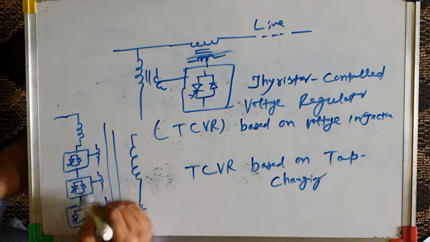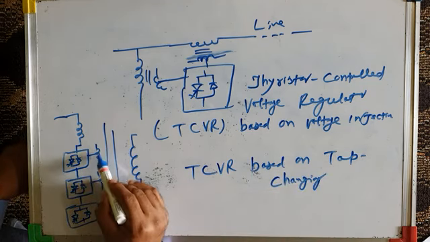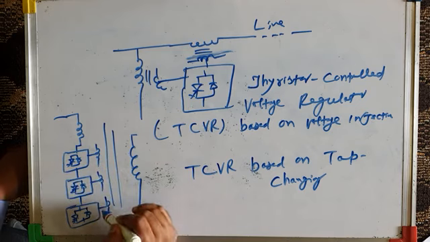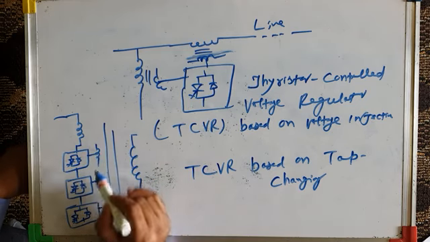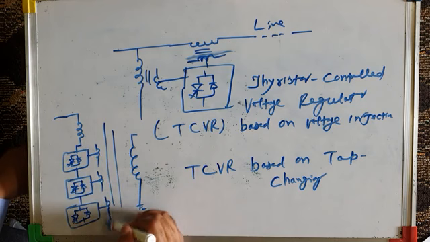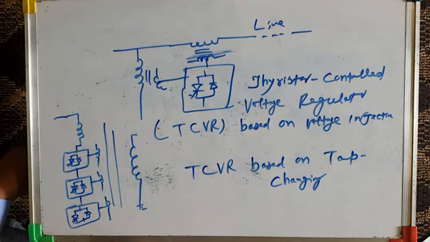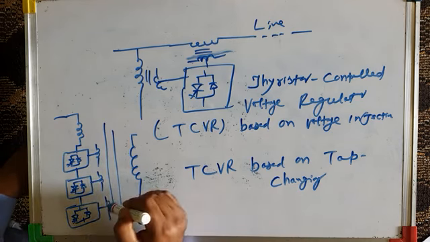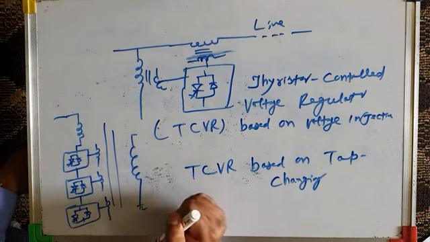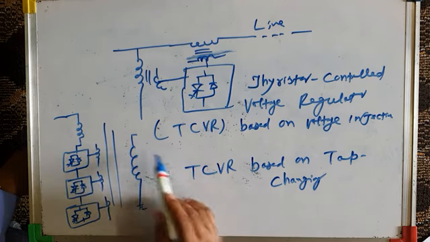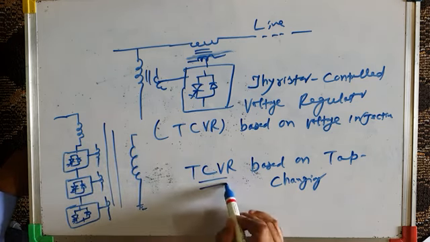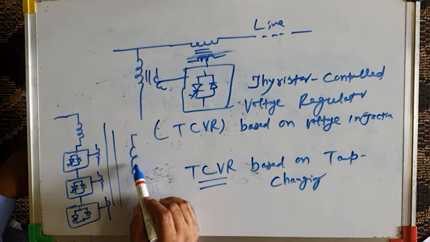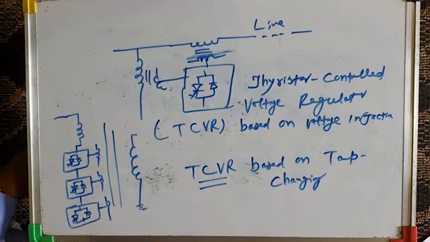Depending upon which switch is on, we can have different taps. We can go for tap changing. I mean, we can bypass this tap and use only these two taps, or we can bypass this and this tap, use only this tap, or we can use all the three taps or any one of them, and we can have more number of taps. Depending upon the tap changing, the output voltage can be regulated. So this is also a type of thyristor controlled voltage regulator, TCVR, but it is not based on voltage injection. It is based on tap changing. We'll study about it in future classes.